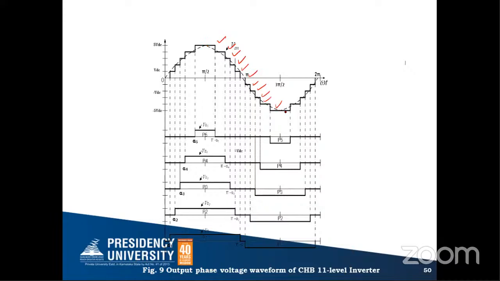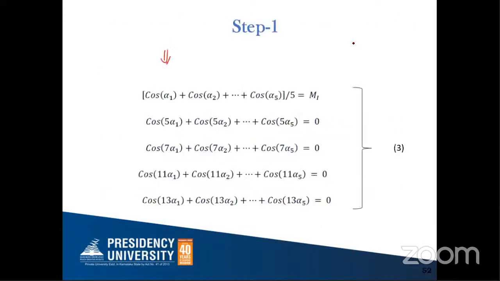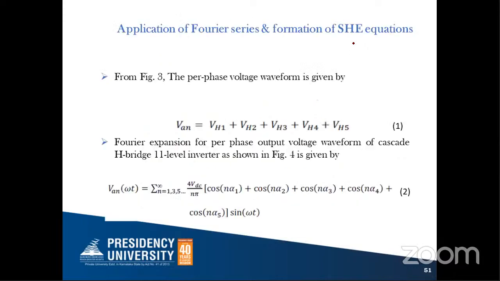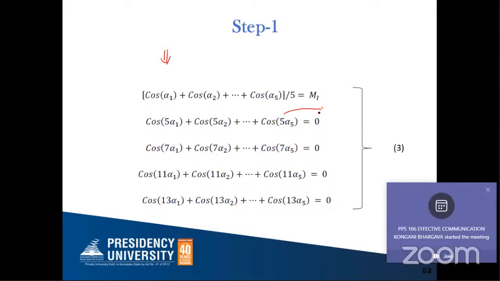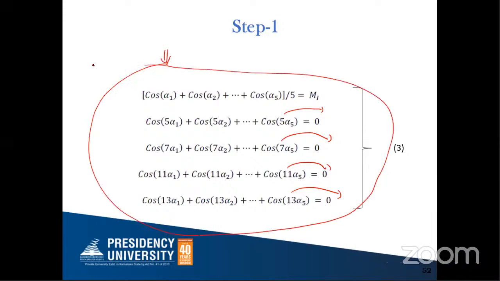Any periodically repeating waveform, if you want to express in terms of an equation, we have to apply Fourier series. The Fourier series is a naught by 2 plus summation n equal to 1 to infinity of an cos n omega t plus bn sin n omega t. And if you calculate every other parameter and equate all other harmonics to 0, this is the Fourier series expansion for this waveform. That means I want to eliminate the 5th order harmonic to 0, 7th order harmonic to 0, 11th order harmonic to 0, 13th order harmonic to 0. If I equate like this, I will get some function here. This function is called the objective function.